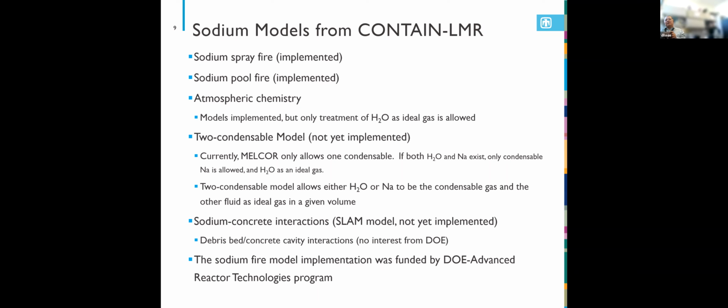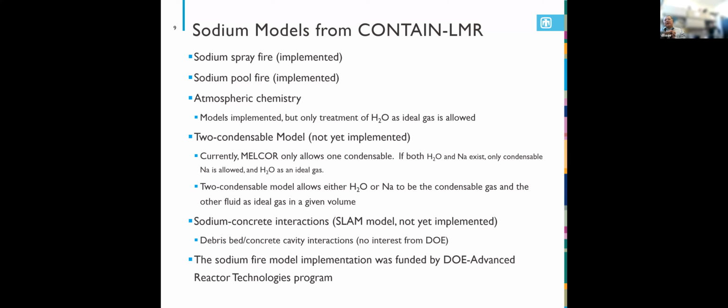And there's another model, the sodium concrete interactions, the SLAM model. It stands for sodium limestone ablation model. In the 80s, we had some number of experiments looking at sodium concrete interactions, and the SLAM model came from most of those experiments. We did not implement it yet.